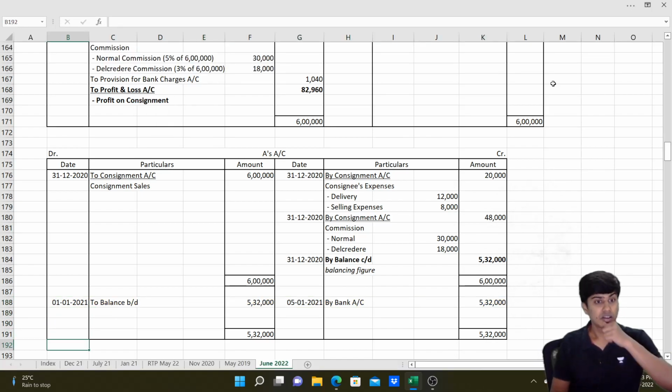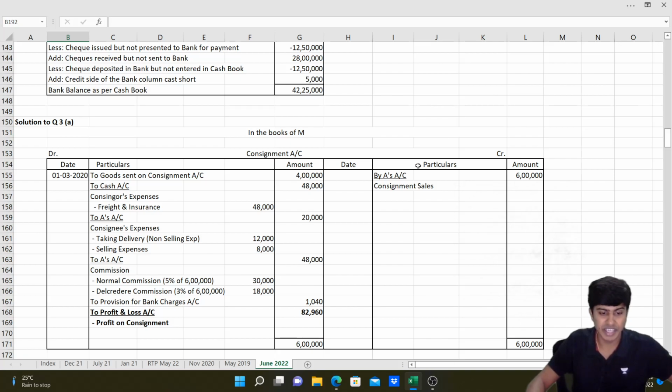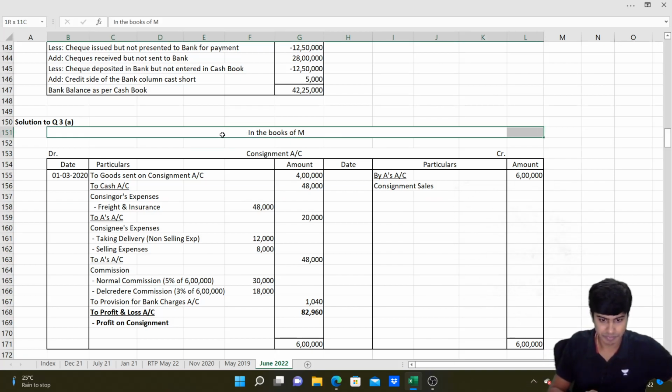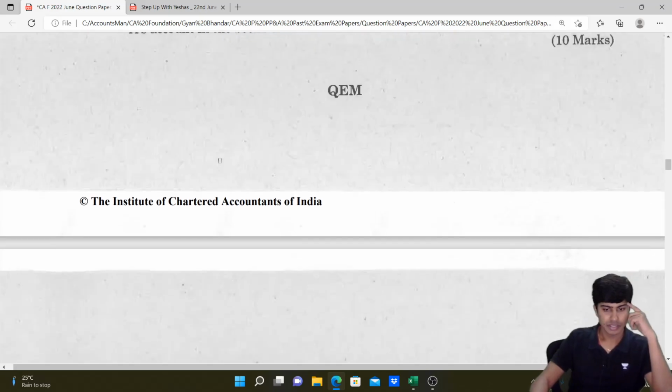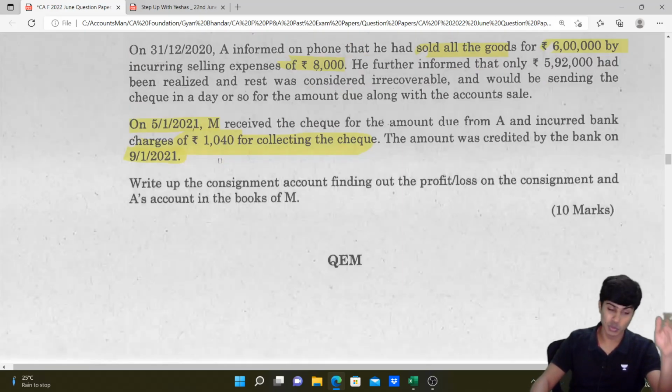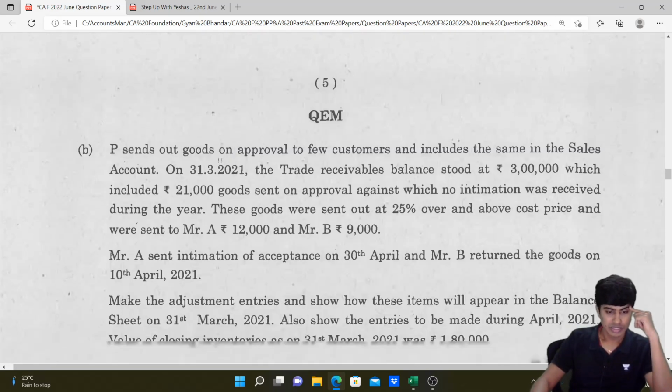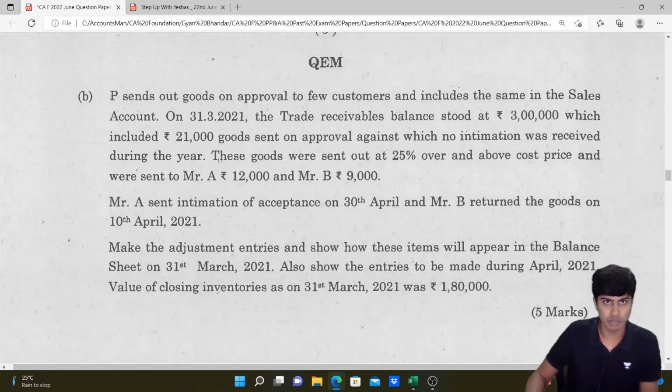with our question number 3A. Let us now do question number 3B, shall we? Let's go to question 3B. 10 marks, guys. This is a loot question, let me tell you. 3B is on goods sent on return or approval basis.